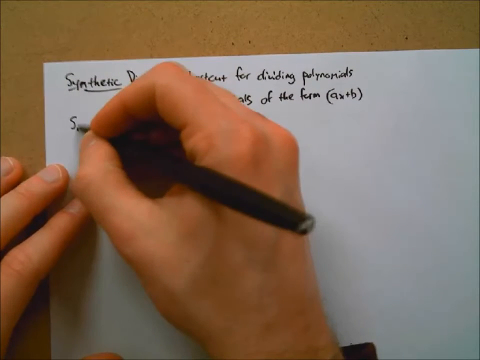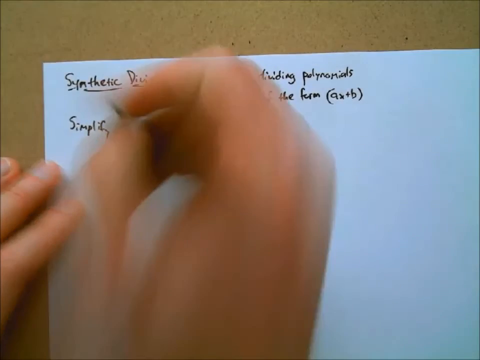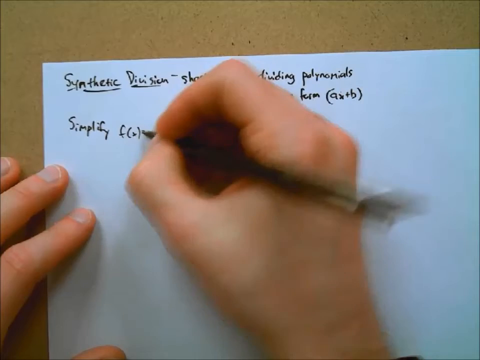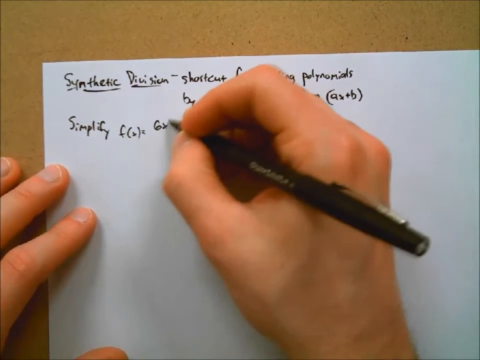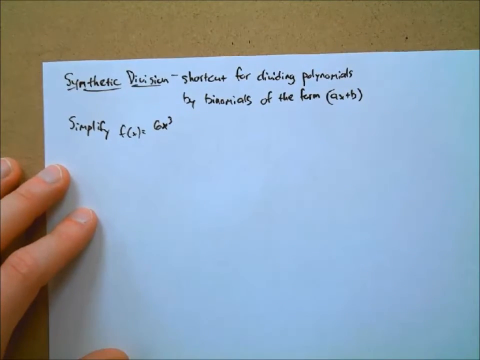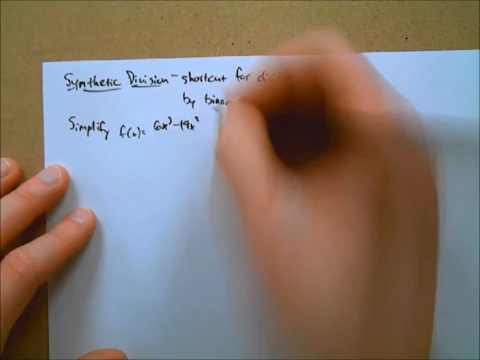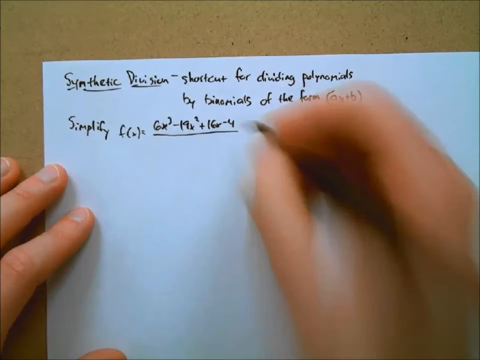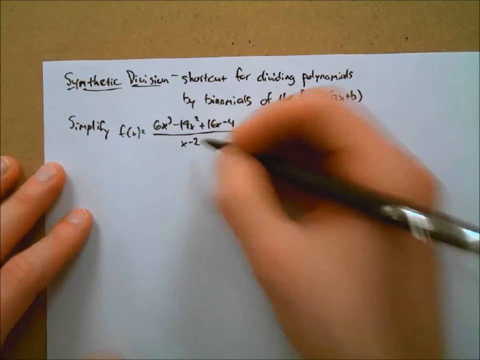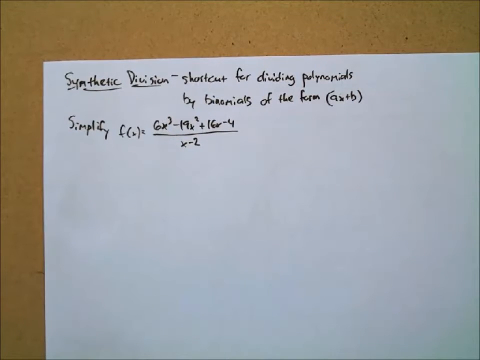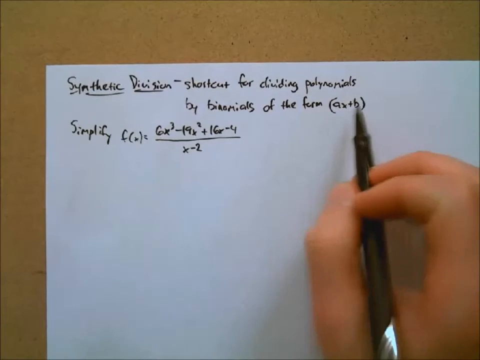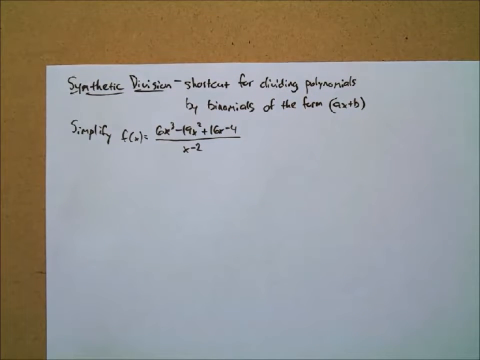So let's say our directions are something like: simplify f of x, which is equal to 6x cubed minus 19x squared plus 16x minus 4, all over x minus 2. So here's our scenario. We're dividing by x minus 2. It is a binomial in the form ax plus b. A would be 1, b would be negative 2. So that's what we're going to do.